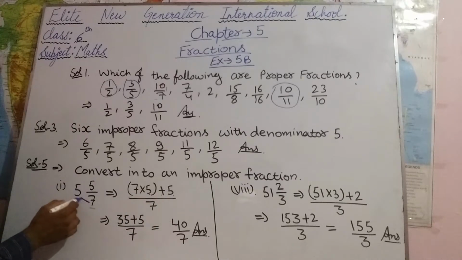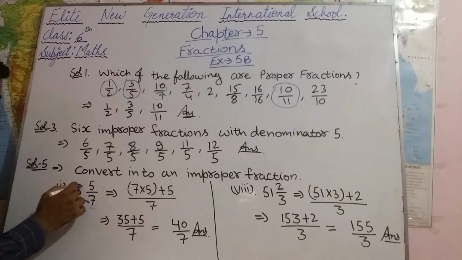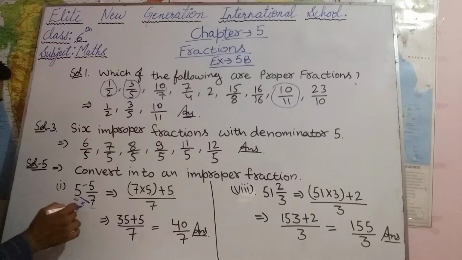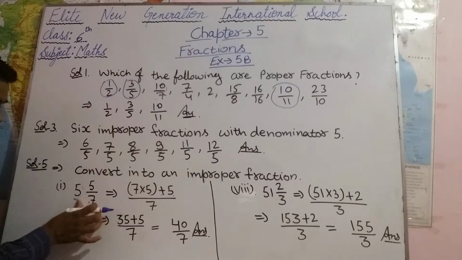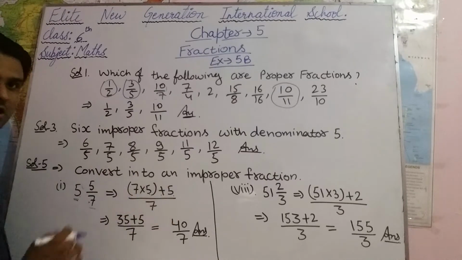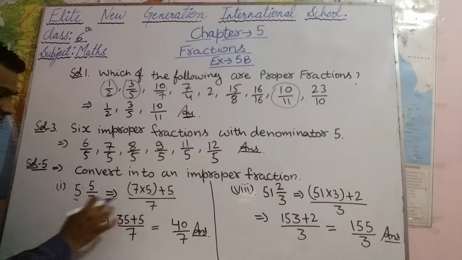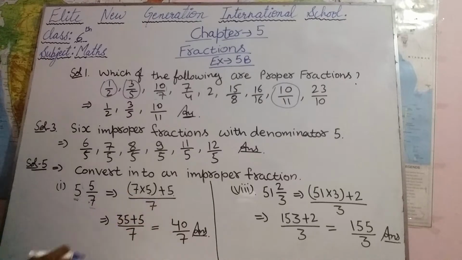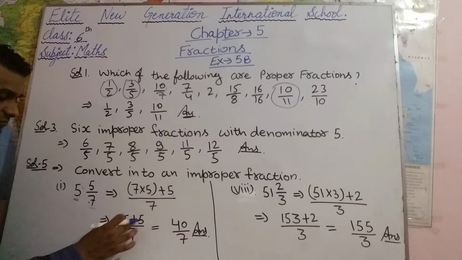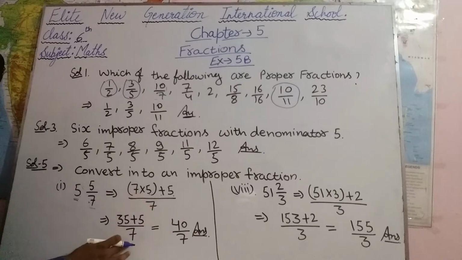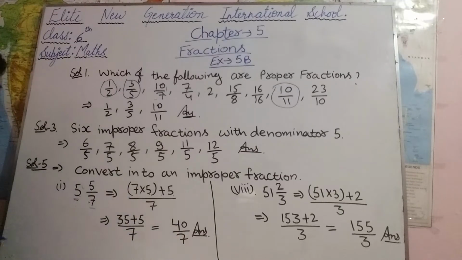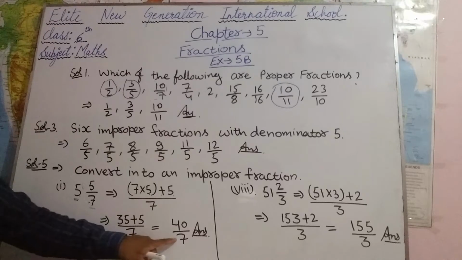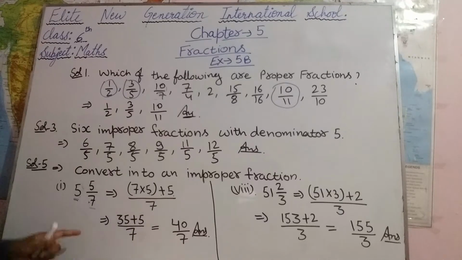First of all we will multiply these two numbers, then this number will be added, means this we can multiply and this we can add. So here we can write 7 into 5 plus 5, and this 7 will be written in the denominator. So 7 into 5 will be 35, 35 plus 5 upon 7. 35 plus 5 will be 40, so 40 upon 7 will be the answer. This is an improper fraction. Now the remaining parts are all the same, you can try yourself.